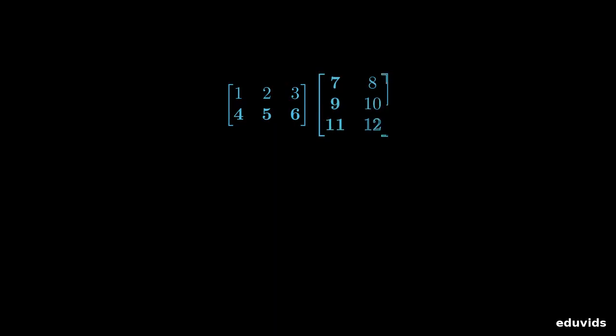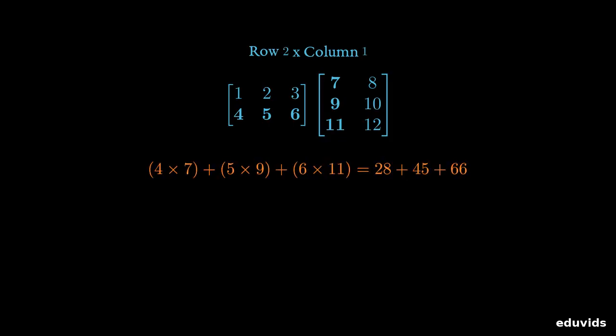Now for the bottom row of C, take the bottom row of A and the left column of B. Multiply 4 by 7 to get 28. Multiply 5 by 9 to get 45. Multiply 6 by 11 to get 66. Add 28 plus 45 plus 66 to get 139.